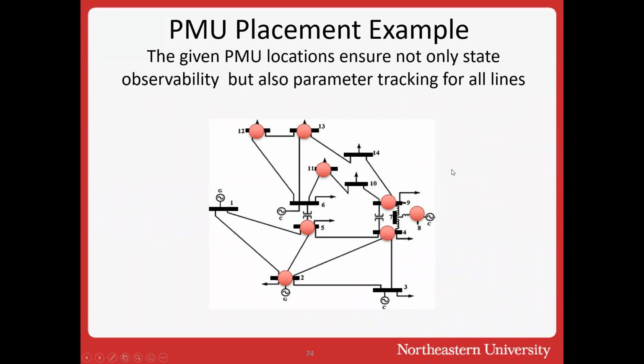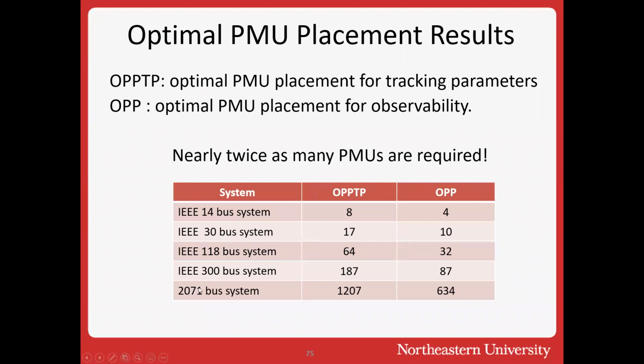As you can see, they are significantly larger in number than the ones you would put if you were just doing it for observability of the states. And then some numbers here. As you grow the size of the system and you look at the required number of PMUs, in the case of observability, like if you are just running a linear state estimator, these are the number of PMUs you need for these systems. And if you are doing state estimation as well as tracking parameters, then you need significantly more PMUs. As you can see, there are roughly twice as many as you would require in case of just observability of states.